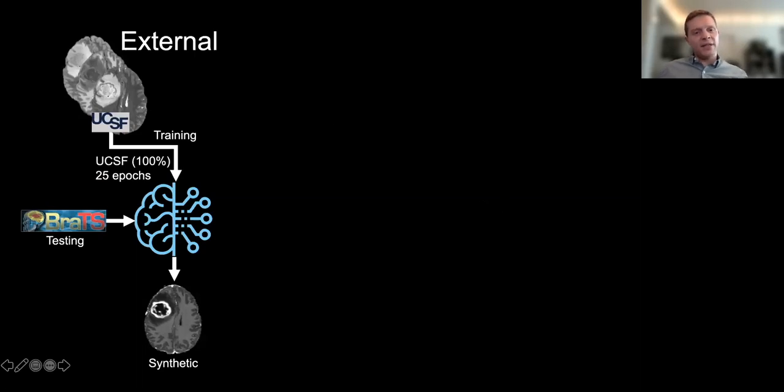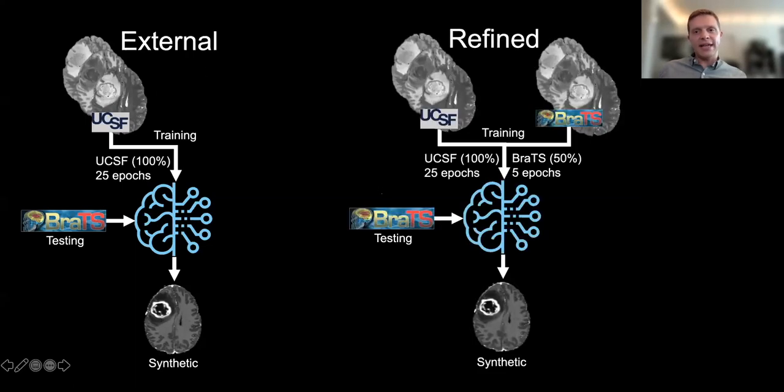One was we trained a model using just T1, T2, and FLAIR from the UCSF data set, which are the only contrasts that are available in the BRATS data set. And then we evaluated or tested using the BRATS data, and we called that the external test.